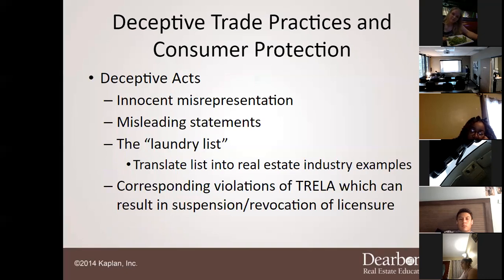Deceptive acts. So innocent misrepresentation, any misleading statements, and there's something called the laundry list. That's basically if you want to read something that's going to put you to sleep before you go to bed. It's basically just a list of everything that DTPA applies to. I don't remember how many pages it is, but I think it's in the millions. It's a lot. But that's there if you want to look up the laundry list under DTPA.